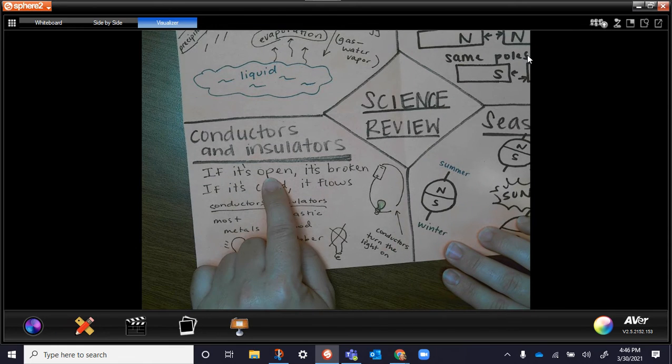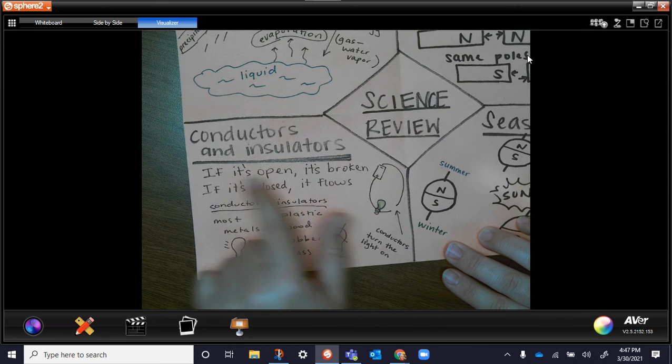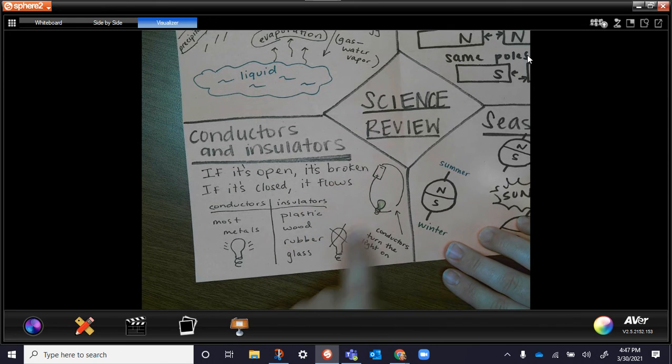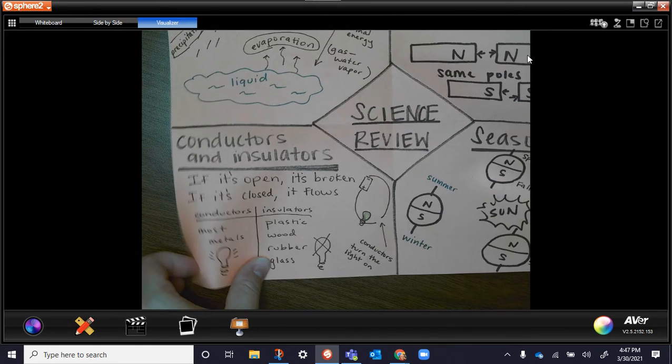If you have any kind of opening or any kind of insulator in here, we say it's open, it's broken, meaning the light bulb is not going to turn on. The only time your light bulb's going to turn on is when you have that conductor in there. All right, seasons.